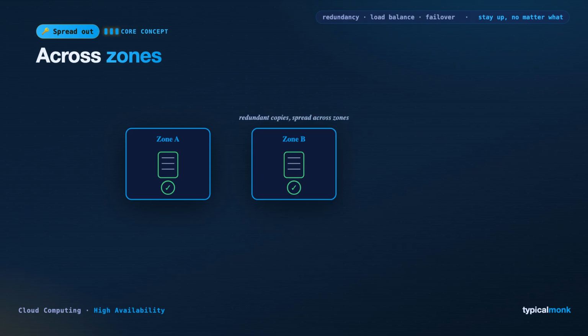The fix, which you met back in the regions and zones class, is to spread your redundant copies across availability zones. Separate, isolated data centers within a region, each with its own power, cooling, and networking. Put one server in Zone A, another in Zone B, another in Zone C. Now the failures that would take out a whole data center, power, flood, fire, only affect one zone, and your copies in the other zones keep serving. You have made your redundancy resilient against even a complete data center outage.